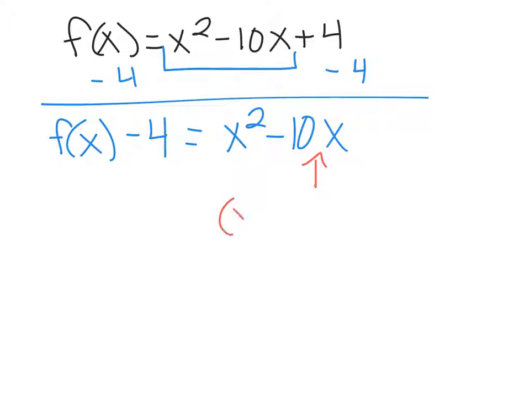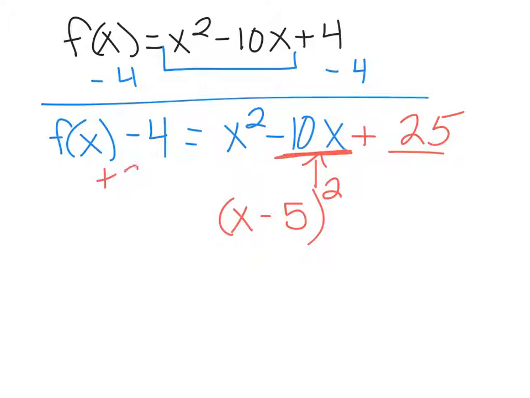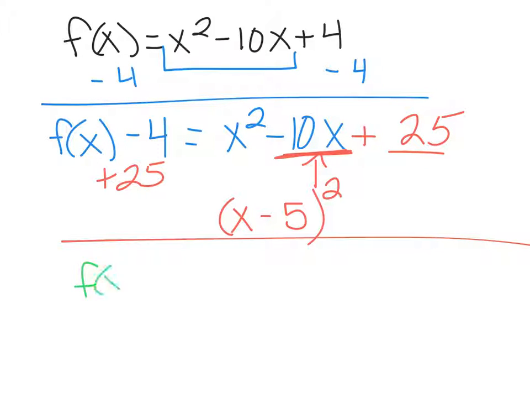For us to do that, we're going to take half of whatever the x term is. So half is 5, and negative 5 squared is 25. What I do to the right hand side, I also have to add to the left hand side. So what I have left over right now is f of x plus 21 equals x minus 5 squared.